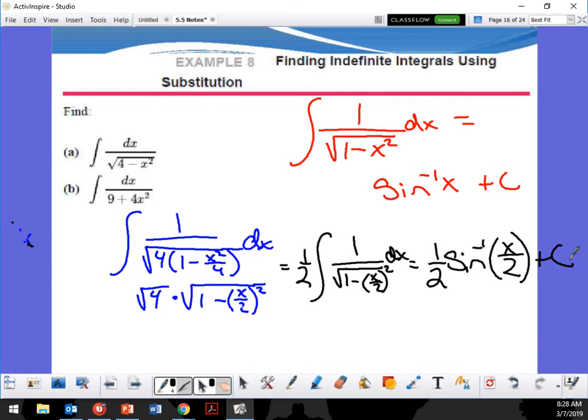We didn't use substitution here, right? But it says finding integrals using substitution. We didn't use it. Okay, so now we're substituting right here because I've told you guys already what this is.